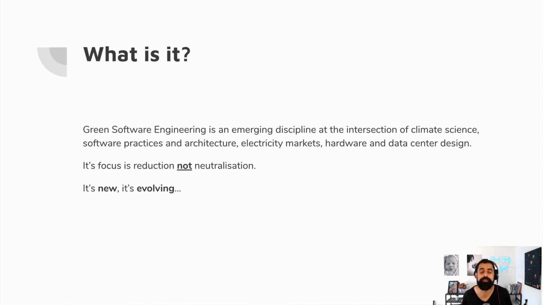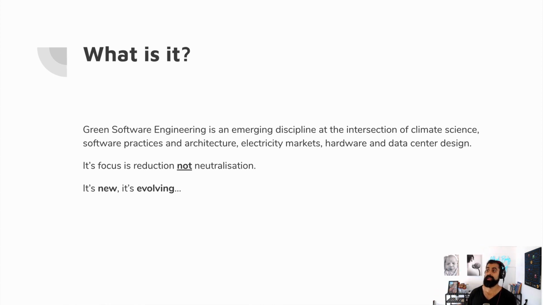And when we're talking about greener applications, we're very much focused on carbon emissions. Green software engineering is the discipline of building software which emits less carbon into our atmosphere. We are hyper-focused on reduction. So our focus is applications that reduce the physical carbon molecules that are going into our atmosphere. Our focus is not neutralization. You cannot be a green application solely by doing nothing and buying some offsets.